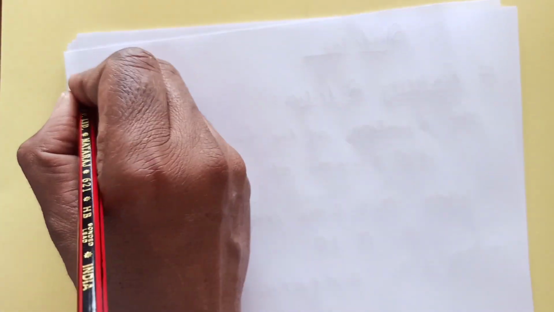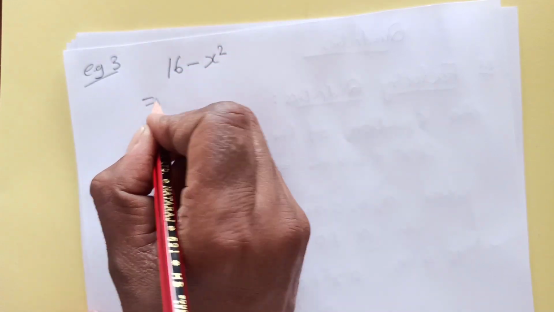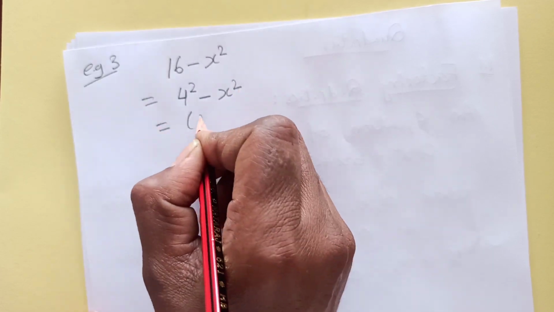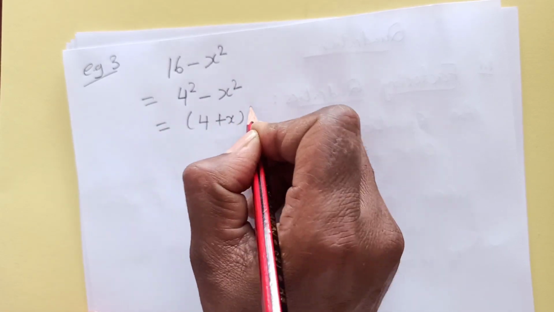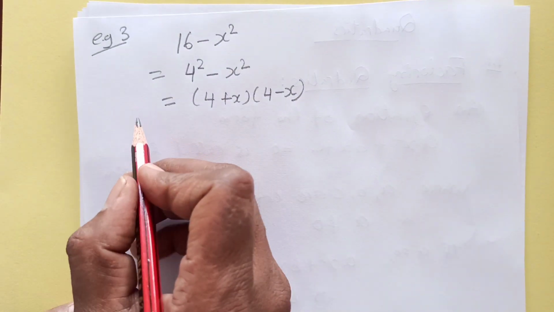So let's take another example. Like here I can have example 3. We have 16 minus x squared, right? So this can also be written as 4 squared minus x squared, again giving you 4 plus x and 4 minus x, right? I hope you understood now.